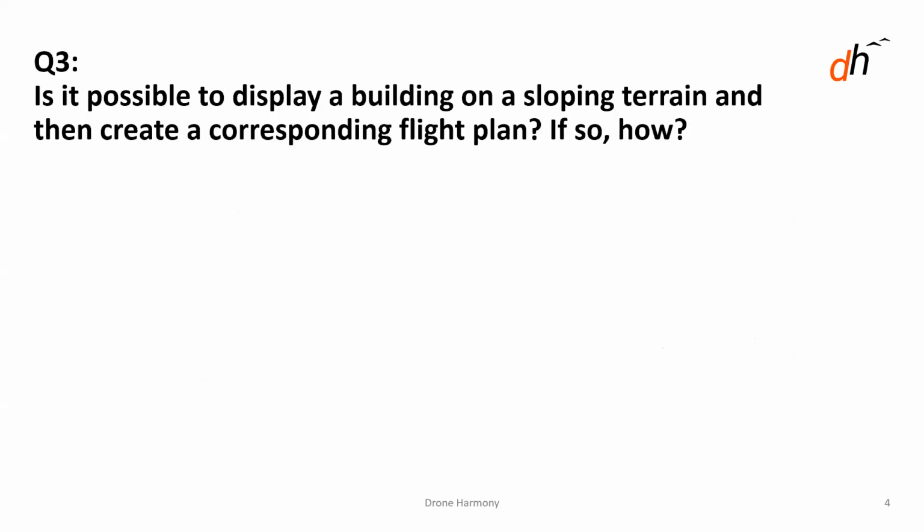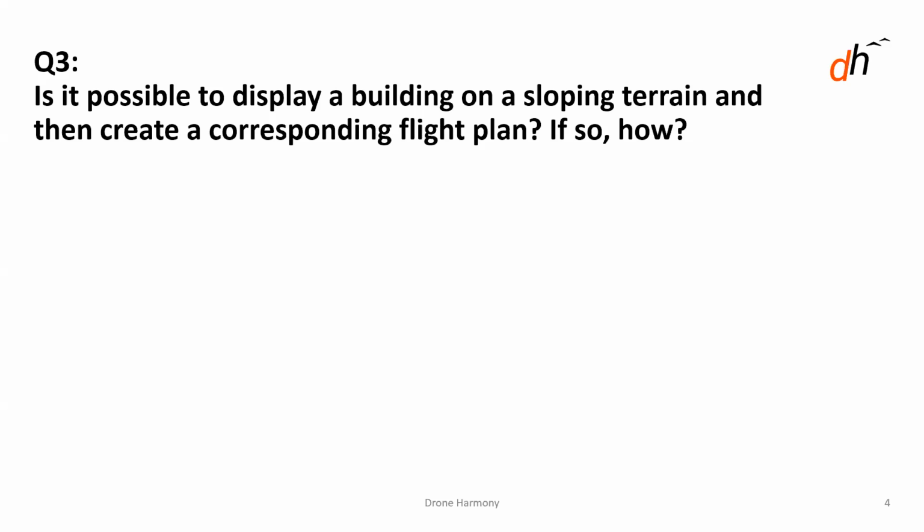So the next question: is it possible to display a building on a sloping terrain and then create corresponding flight plans? If so, how? This is a great question. At the moment, the terrain aware flights work with terrain files and do not enable you to add additional structures to them. So the demo that I gave you before, I would not be able currently in the current version of the Drone Harmony mobile application to add, let's say, a building in the middle of that terrain to also include some additional 3D information.